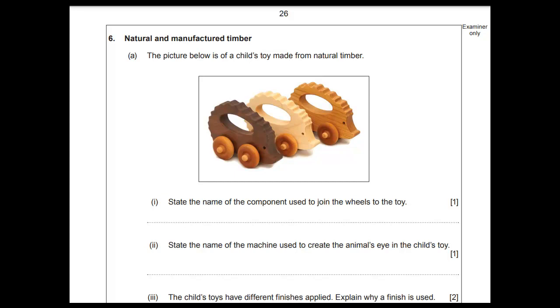So remember, on the exam paper, your exam paper will look quite thick, but you haven't got to answer all of the sections. The only sections you need to answer with natural timber is the first section, and then you find section 6, which is our natural and manufactured timber.